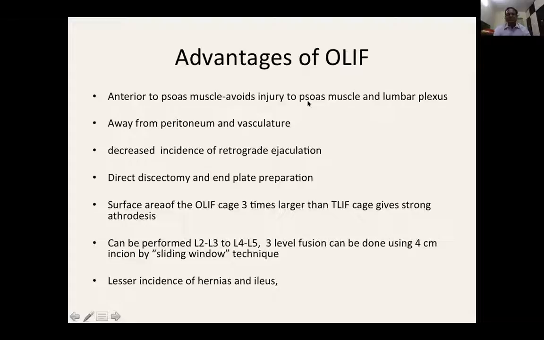And direct discectomy and end plate preparation can be done easily. The surface area is 3 times larger than PLIF, so it gives a better chance of fusion and a lesser incidence of hernia and ileus, as it's a muscle splitting rather than muscle cutting surgery.